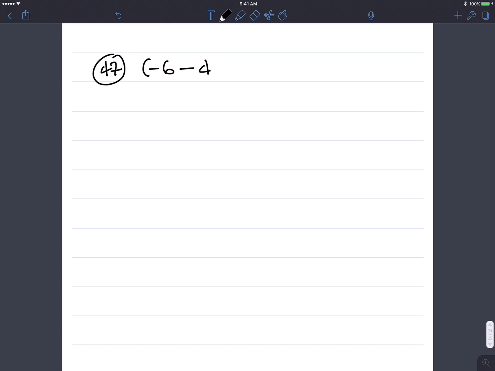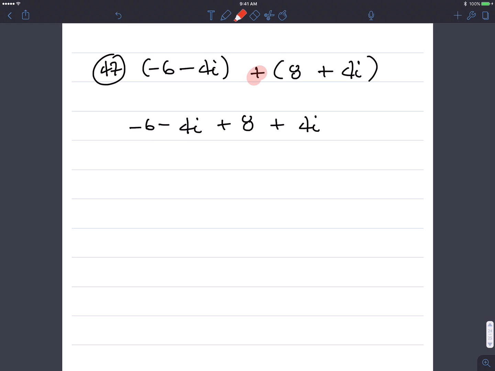Negative 6 minus 4i plus 8 plus 4i. This is addition. Your parentheses fall away. Negative 6 minus 4i plus 8 plus 4i. Let's find the like terms. Negative 6 plus 8, and we have negative 4i plus 4i. So negative 6 plus 8 is positive 2. If I owe 4 apples and I have 4 apples, my apples are gone. It's just a 2.